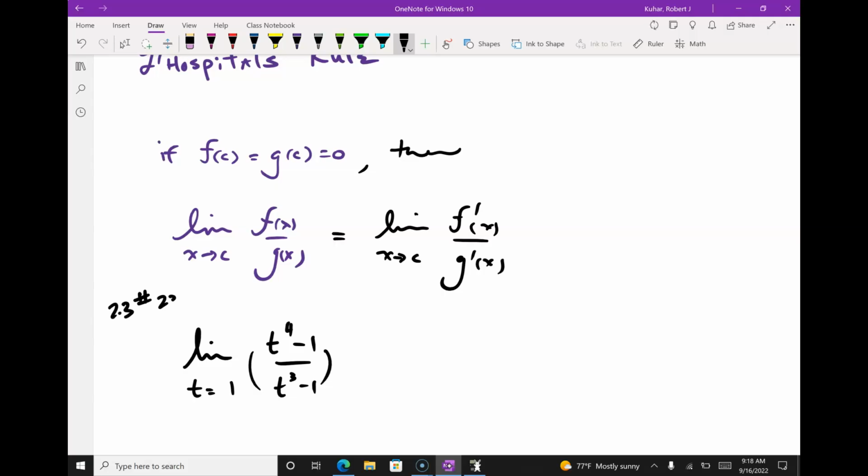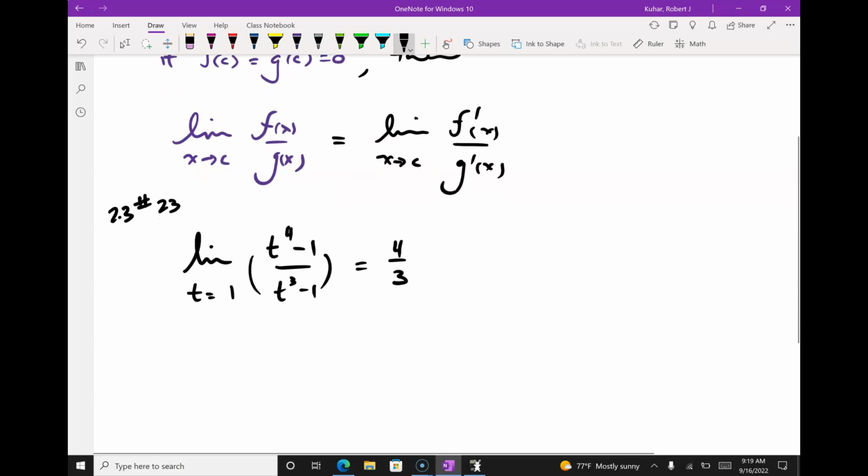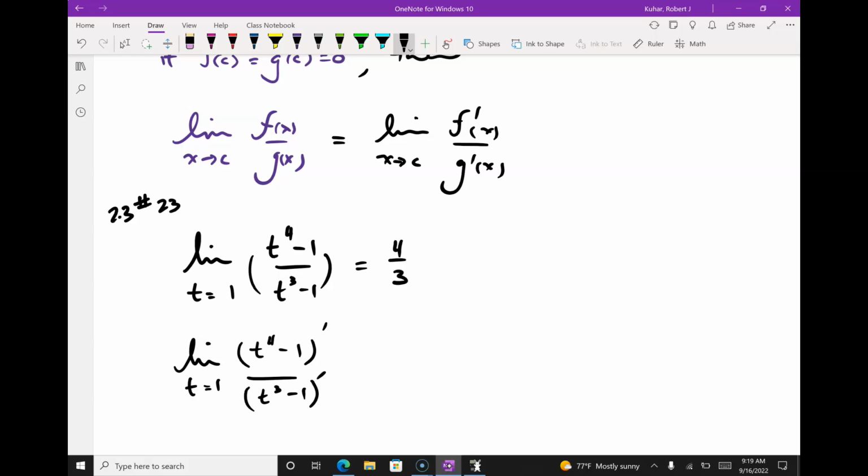And remember, you're checking your work, right? Don't turn in a problem that's wrong to me. Turn in one that you've checked and you know it's right. So we should get 4/3 here. But let's look at L'Hopital's, right? So what happens when I plug t as 1? Upstairs I get 0, downstairs I get 0. So I want to take my numerator and get the derivative of that, and then my denominator and get the derivative of that, and then reevaluate my limit.